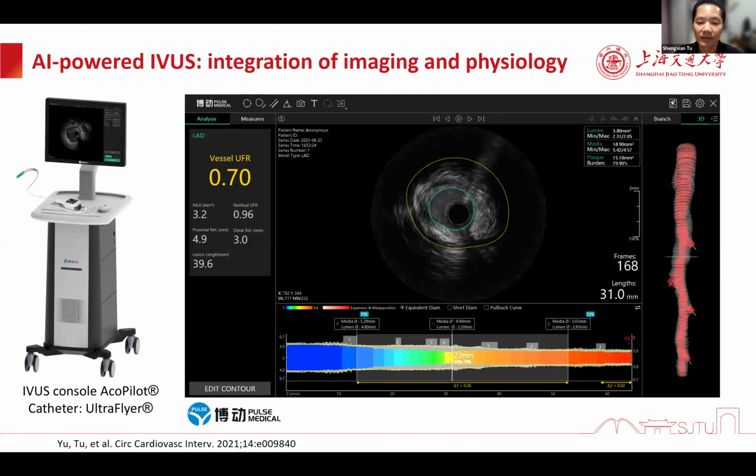So this software is now integrated into the IVUS console by Pulse Medical. We use the same console and the catheter. After pullback, you can immediately get this physiology and the AI-based quantification, including plaque burden and also stent analysis, and also the physiology result in the same console.